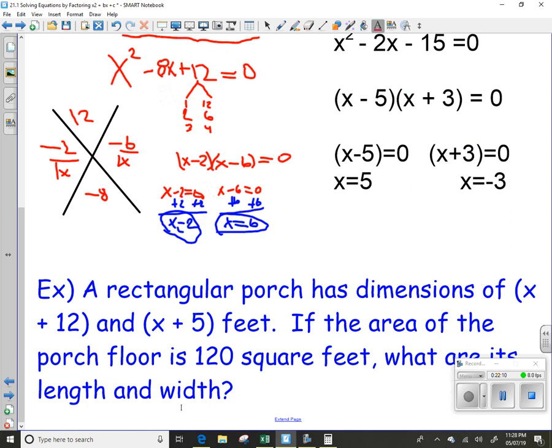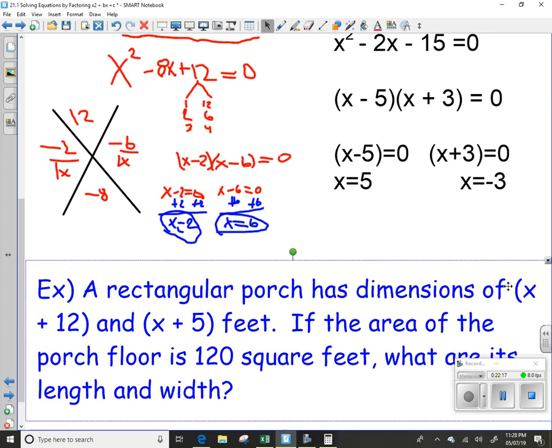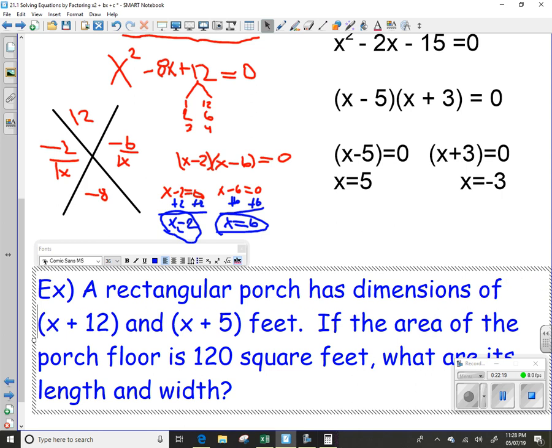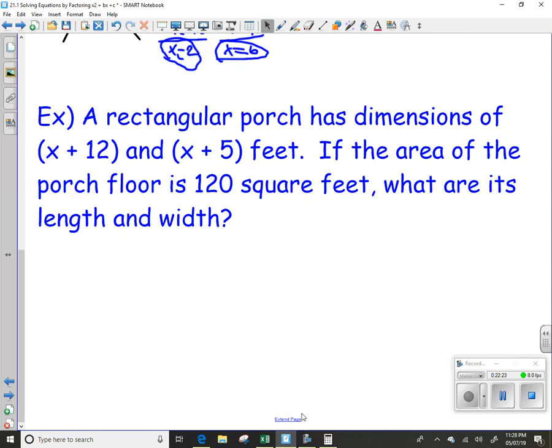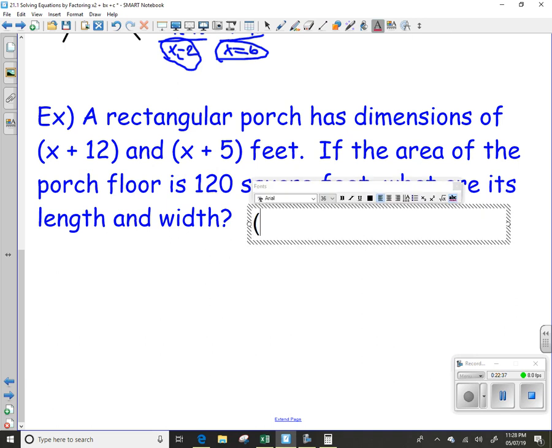Okay. Last problem is then it says a rectangular porch has dimensions of x plus 12. Let me redo this. There we go. A little easier to read. x plus 12 and x plus 5. If the area of the porch floor is 120 square feet, what are its length and width? So in this case, what I want to do first, let me set it up, I think it's easier to see and understand here.